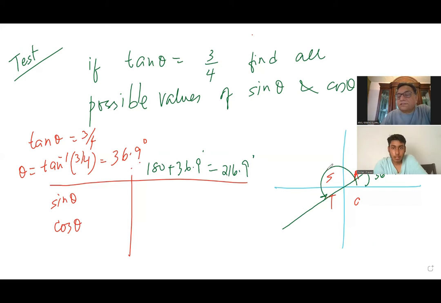And in this quadrant, sine and cosine both will be negative, correct? Yes, sir. So you have to give two sets of values in your answer. If you give only one set, you will lose half of the marks. Do you understand? So quadrant 1 and quadrant 3. Do you see?